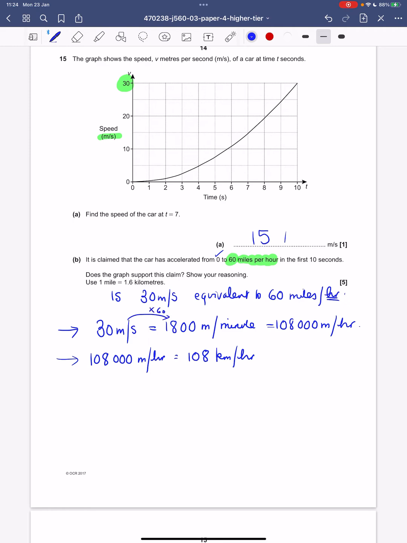What I've done there, times 60. I didn't write down what I was doing there, times 60. So divide by 1,000 is turning the metres into kilometres. And then every 1.6 kilometres is 1 mile. So we've got to divide this by 1.6, because every 1.6 of them.